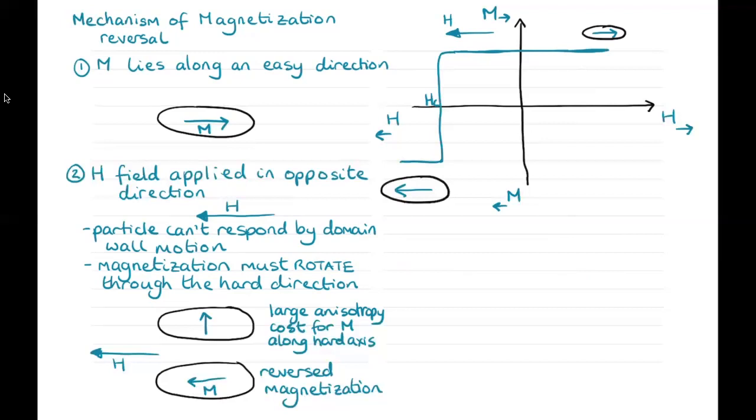Now we can remove the magnetic field or reduce the magnetic field in the negative direction, and even start now applying it in the original direction again. But once again, the magnetization hangs on to its new orientation until we reach this large coercive field in the positive direction again, and then it'll switch back.